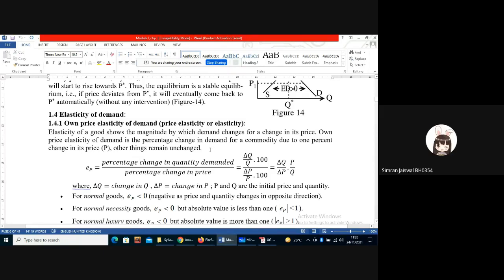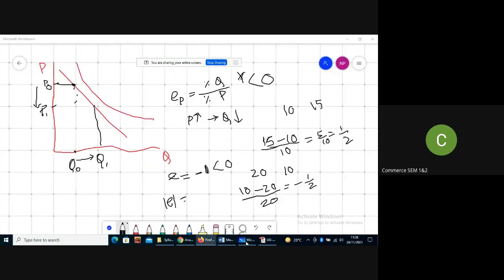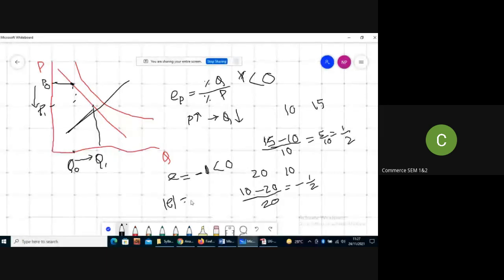Why, sir, negative? Then what is the difference from a normal commodity? I said for a normal commodity it will be negative because price and quantity change in opposite directions. But for a Giffen good, as I showed you yesterday in the previous class, the demand curve is upward sloping, like this. That means if price increases, quantity demanded will also increase. So what will the value of elasticity be? Positive. It will be positive.